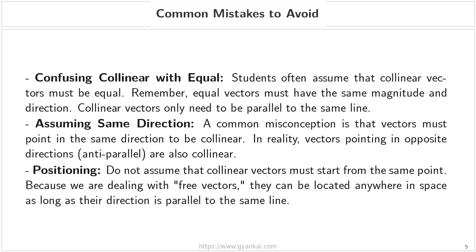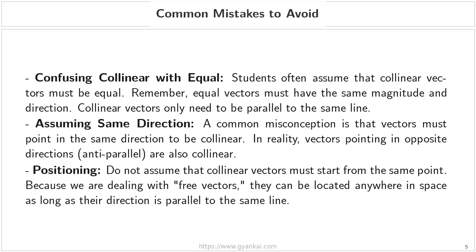Finally, let's talk about positioning. You might be tempted to think that these vectors must all start from the same origin point. But remember, in our study of vector algebra, we are dealing with free vectors. This means these vectors can be located anywhere in space. They don't need to be touching or starting from the same spot. They simply need to maintain a direction that is parallel to that same common line.